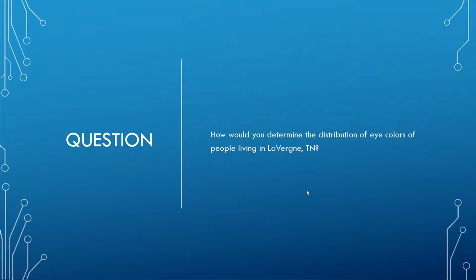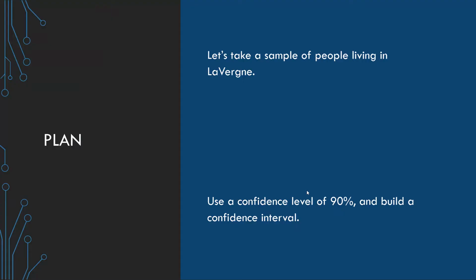So let's suppose you want to estimate the distribution of eye colors of people living in Laverne, Tennessee. That's a reasonable thing that you would want to do. Maybe you want to make some demographics for people living in Laverne. So one thing you could do is, of course, look at the face of everyone in Laverne, write down the eye color of everyone in Laverne. But to be more practical, let's just take a sample of people living in Laverne. And like we've been doing, let's use a confidence level of 90%.